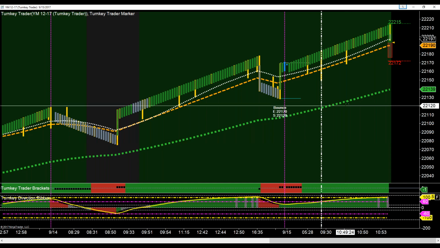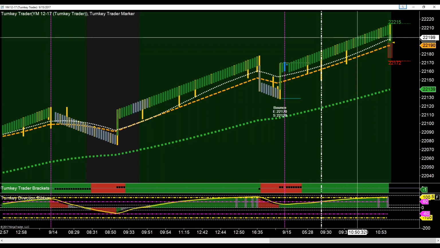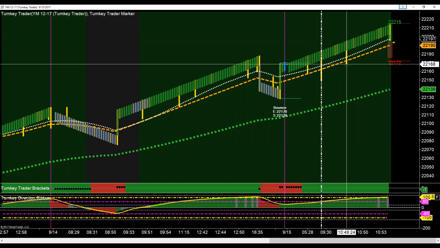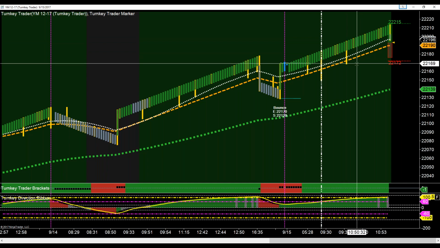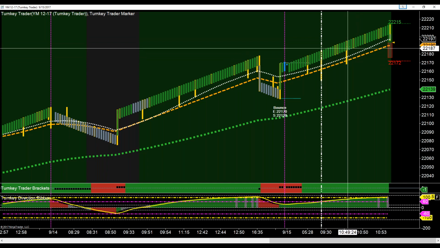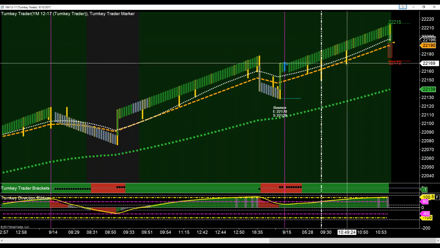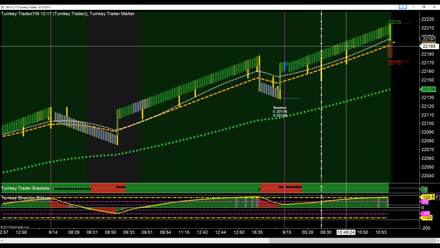But we really want to wait for all that back and forth to work itself out, and then hop in once we're confirmed that it is going to move back in our direction, rather than hop in here and hope it continues up. We want to get that confirmation.